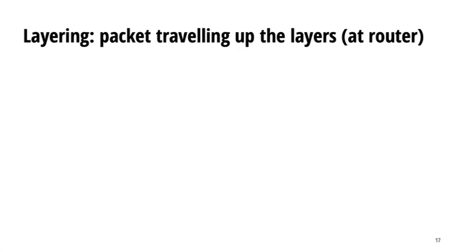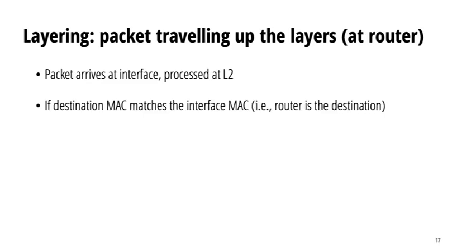Let's now think about traveling up the layers at a router. And this is going to get to where the routing protocols and so on come in. Okay, so now let's say that a packet arrives at the interface for a router. Okay, and it's now at the L2 implementation at that router. Okay, that interface had a MAC address. What is the router going to do? It's going to say if the destination MAC matches the MAC address of this interface, right?